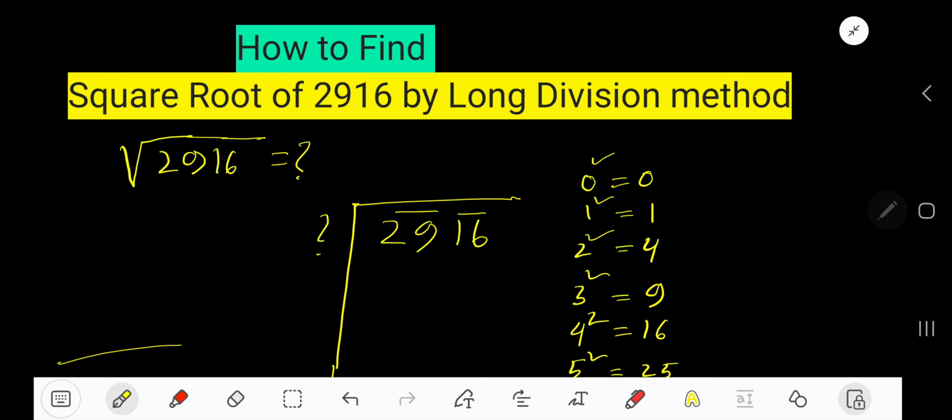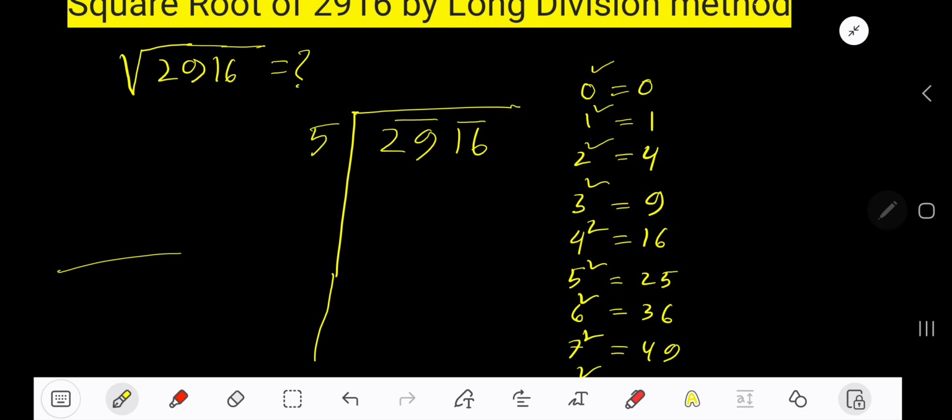Take a number whose square will be equal to 29 or nearest to 29. If you take 5, then 5 squared will be 25. If you take 6, 6 squared equals 36, which is greater than 29. So 5 is correct. The same digit will come to the quotient, then multiply 5 times 5, 25. Subtract, and you are getting 4.